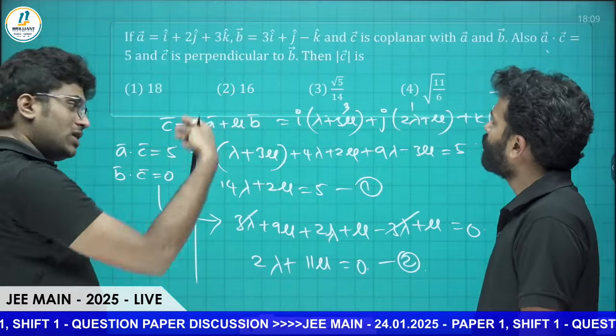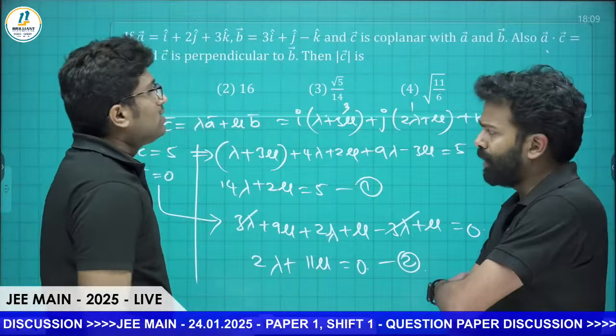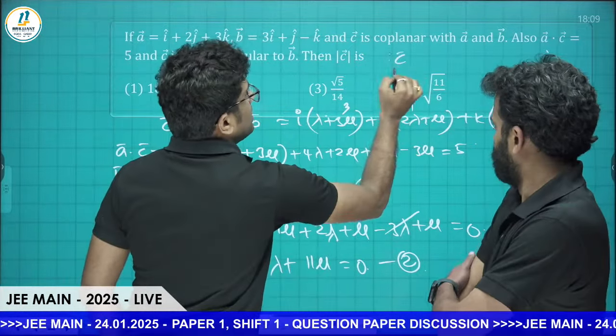That's all. Now, once we substitute lambda comma mu in this particular equation, we'll be getting C bar, and then we can find the max value of mod C bar. That's it.